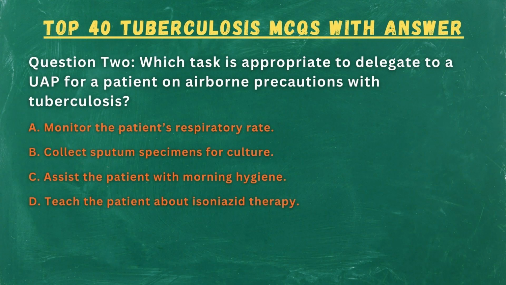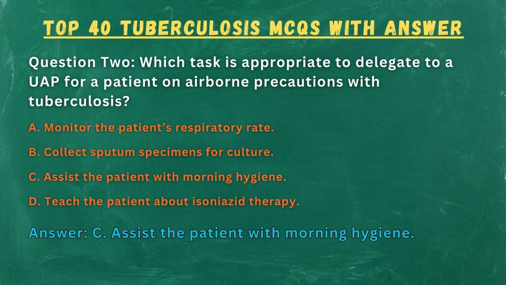Question 2. Which task is appropriate to delegate to a UAP for a patient on airborne precautions with tuberculosis? A. Monitor the patient's respiratory rate. B. Collect sputum specimens for culture. C. Assist the patient with morning hygiene. D. Teach the patient about isoniazid therapy. Answer. C. Assist the patient with morning hygiene.